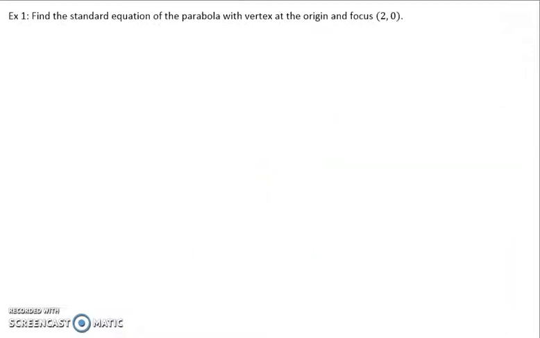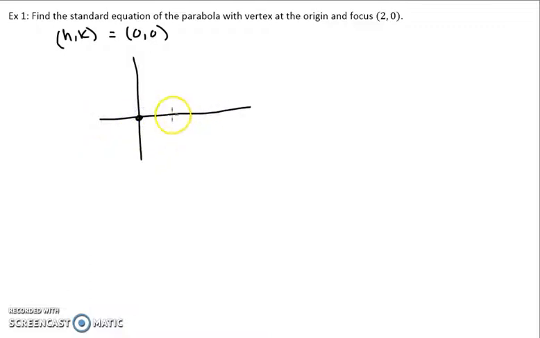So let's look at a few examples of how to write these things in standard form. Find the standard equation of the parabola with vertex at the origin and focus (2, 0). Vertex at the origin tells us that (h, k) is the same thing as (0, 0). If we make a rough sketch, we have our vertex here, our focus is going to be right here. So if our focus is over here, we know we're going to be opening to the right. So our graph's going to look something like that.